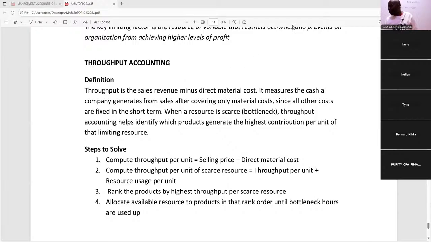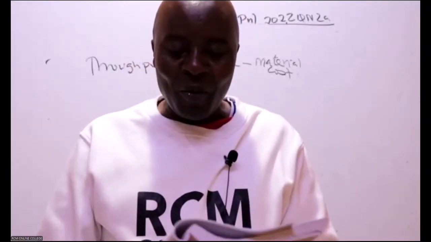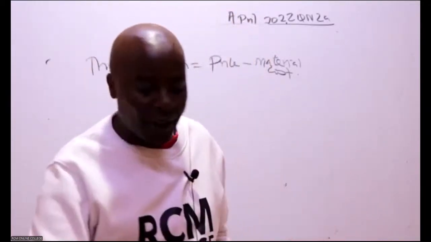So let's do this question. This is interesting. So Roman 2, they want us to use throughput accounting.